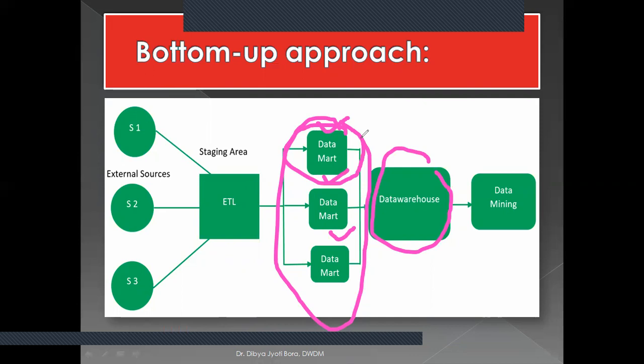You cannot give surety on that, right? But that is exactly what we don't want in the case of data warehouse.